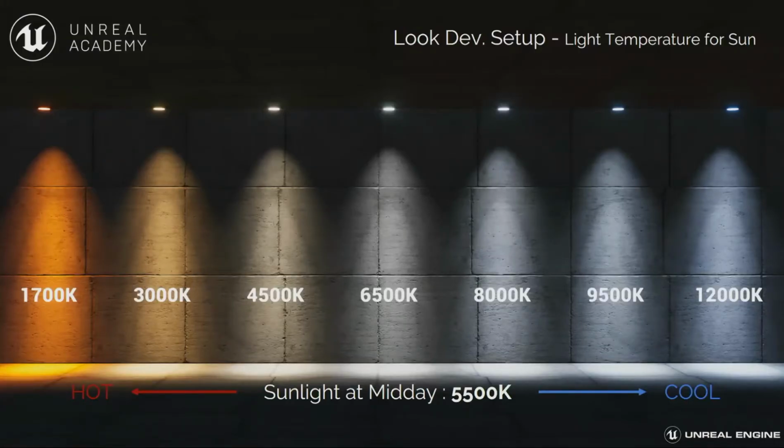Once that's done, you want to set the color temperature for your sunlight. In UE4, you can set the color temperature from 1700 Kelvin to 12,000 Kelvin. Sunlight at midday is around 5500 Kelvin, depending on where you capture. That could be a good starting point for the sun color temperature.